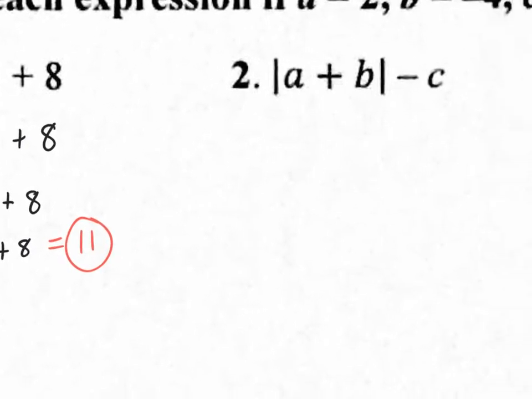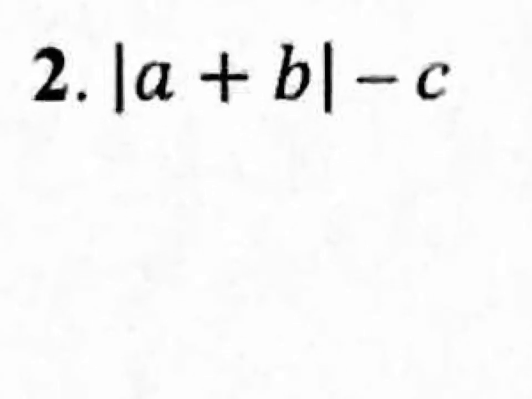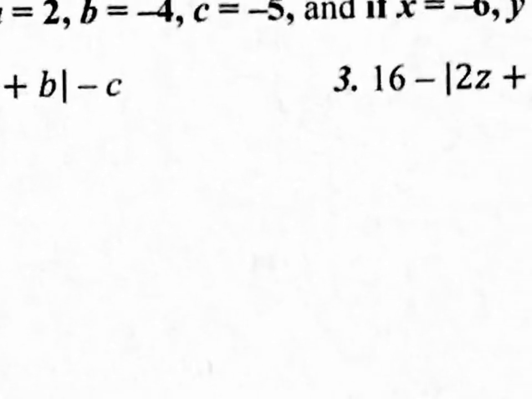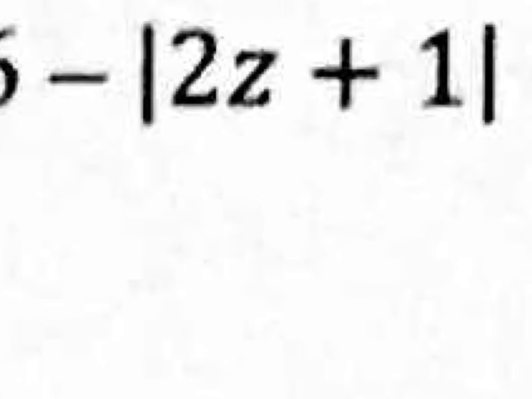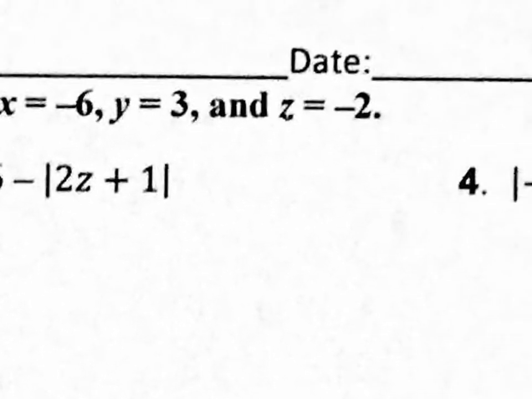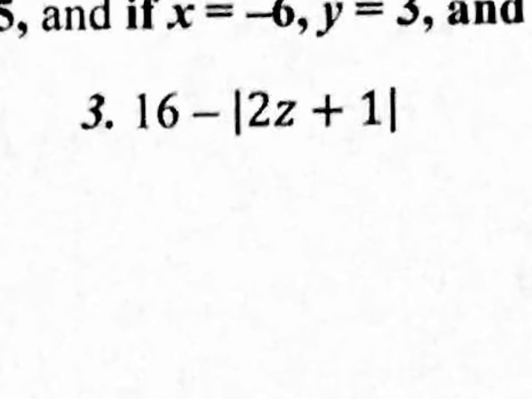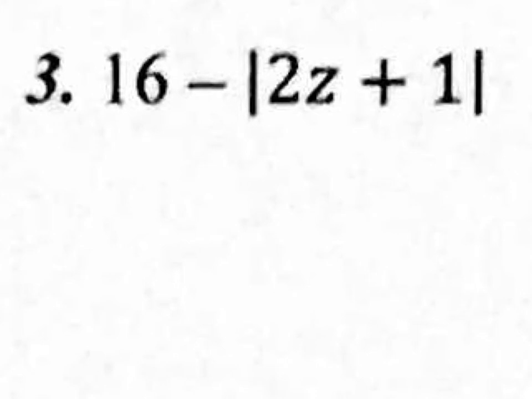Moving on to number 2. Or perhaps let's do all the odd ones. Let's do the odd ones on this video, and then we'll do the even ones on the other video. So right here, let's jump to number 3. And the only variable that we have here is the z, and z is -2 in this case. So let's replace that z with the -2.